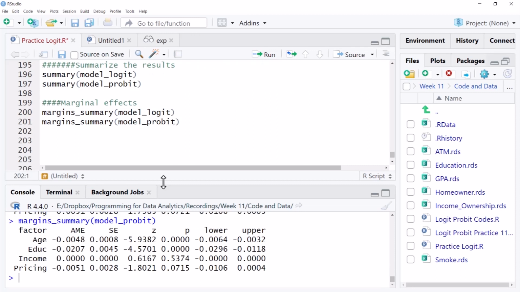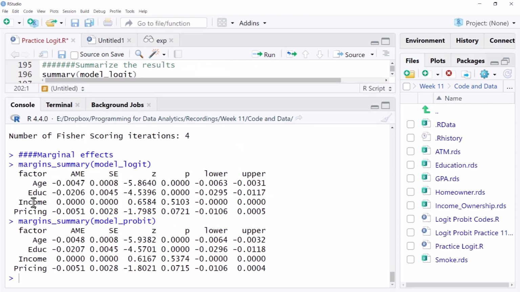Significance would not change, it will remain the same as we already got. So we can compare the results. We can see in terms of p-value, age, education, and pricing, three values, as we saw earlier also, are significant. And if you look at the marginal effect, they are almost similar. So we can interpret the result in a similar manner again.